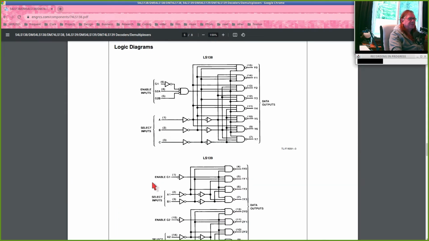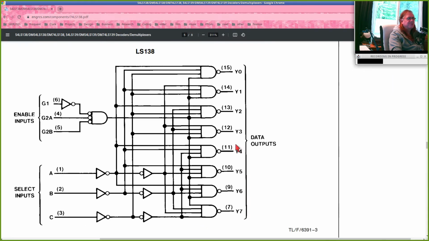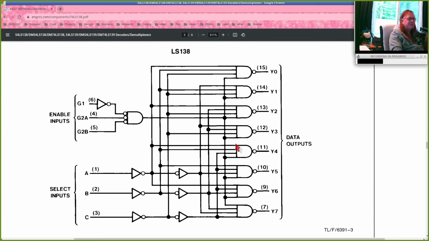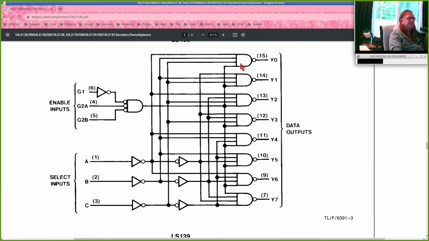And then there's all the other stuff that we don't really need to worry about, but here's the logic diagram for the 138. If you really had some question that was not making sense between the truth table and the description, you could go to the logic diagram and maybe figure out the answer. Well, what happens if G1 is 0? What exactly does that do to the outputs? And you could trace it through the logic here and figure that out.